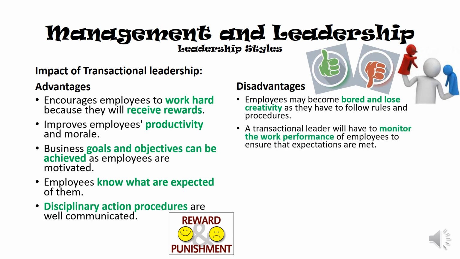A transactional leader obviously has to monitor the work performance. If we are saying that we are putting certain expectations out there, and if you reach this target, you will receive a reward, and if you don't, there will be punishment, the leader will have to know whether that target has been reached. So that means it can't, like the laissez-faire leader, just leave them. With transactional leadership, there has to be monitoring and control of every single employee to see whether those expectations are met or those deadlines have been met. Because if we don't know if deadlines have been met, we can't say, right, receive a reward or receive your punishment. So there has to be monitoring and controlling of the employees on a daily basis.